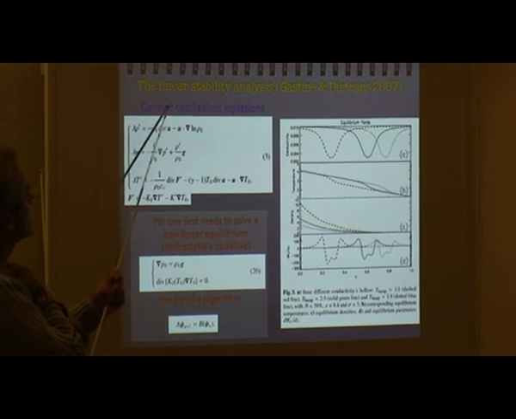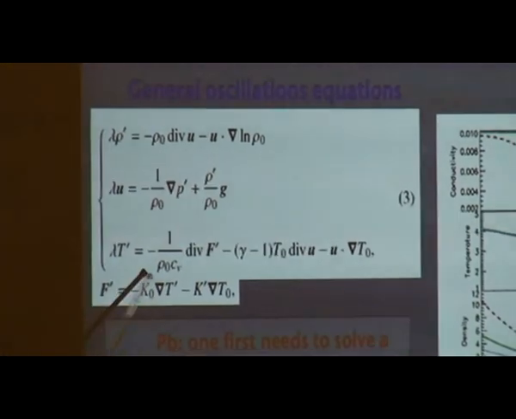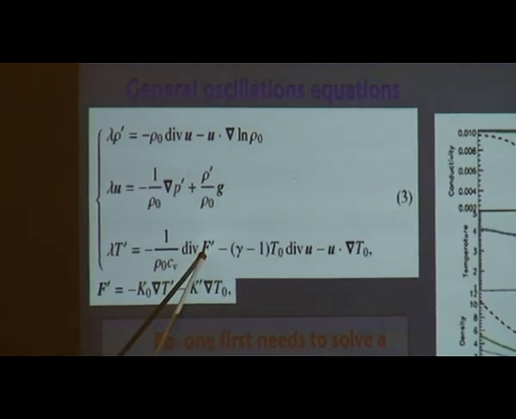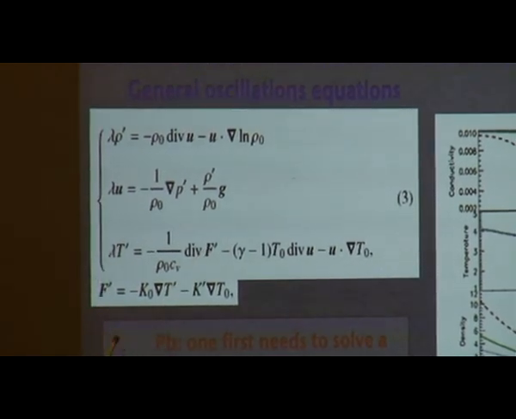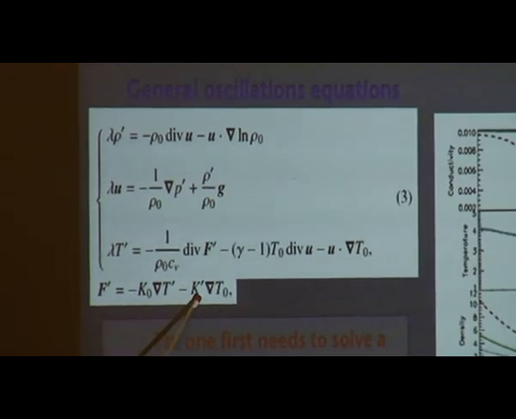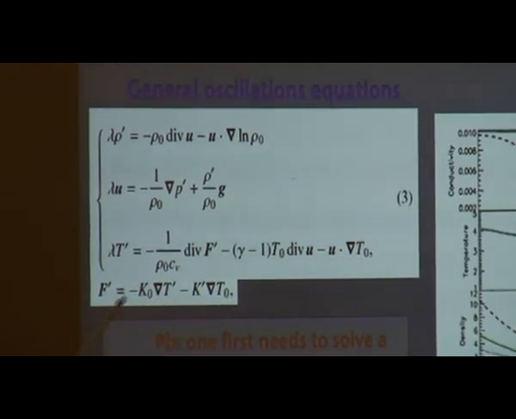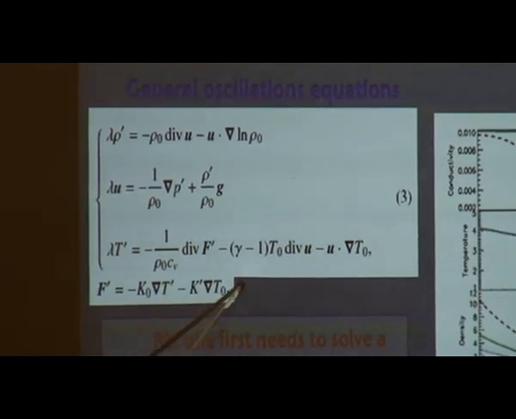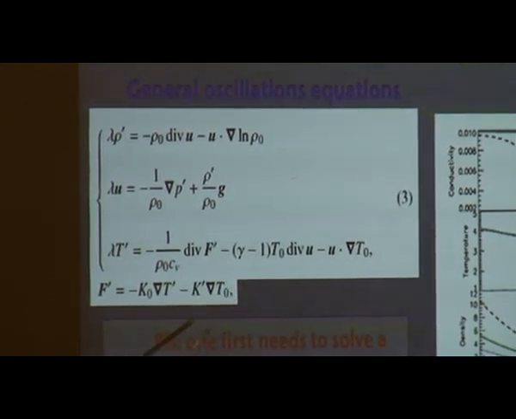So that's a general oscillation equation for density, velocity, and temperature. And in this case, the perturbation of the radiative flux now involves the temperature perturbation plus the perturbation in the conductivity. Okay. That's the motor, the engine of the kappa mechanism here.